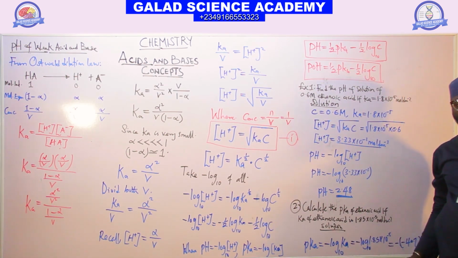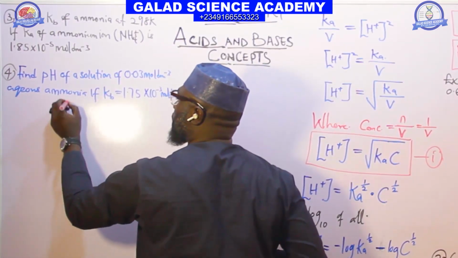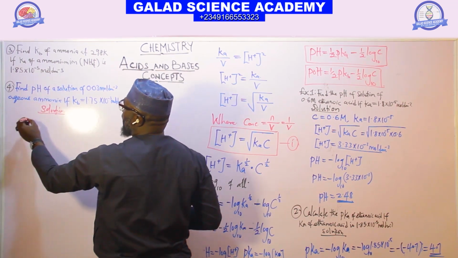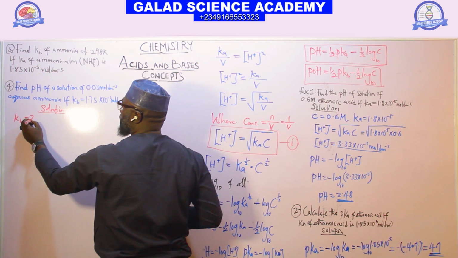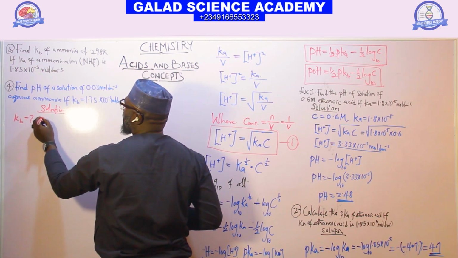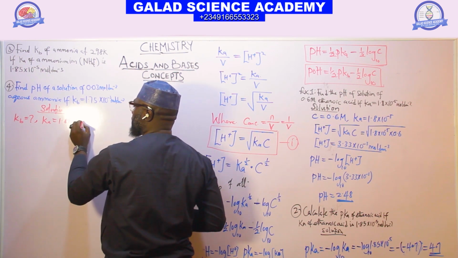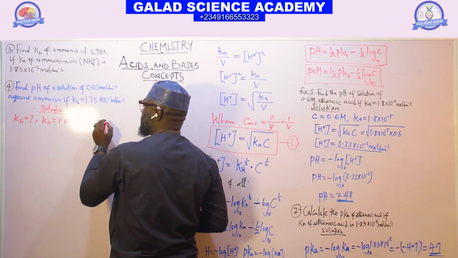If you are given a question like this, this is how you solve it. Let me include one more question. So, solution. Here you are asked to find Kb, and we are given Ka as 1.85 times 10 to the power minus 5 mole per dm cube.